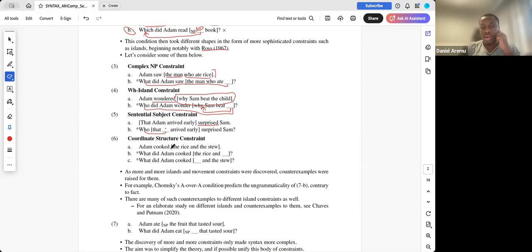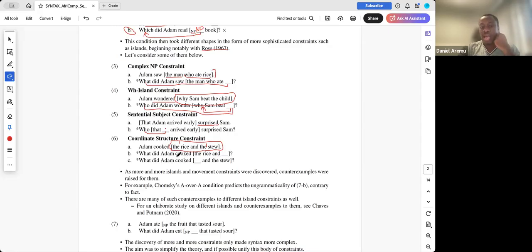In 6a, the object of the verb cook is actually this conjunction phrase, the rice and stew. So Adam cooked the rice and the stew, basically. And the constraint says you don't move any of them. You can't move either the first conjunct, rice, or the second conjunct, the stew. You don't move any of them. And if you try to do that, the sentence becomes ungrammatical. And that's what happened in 6b and 6c.